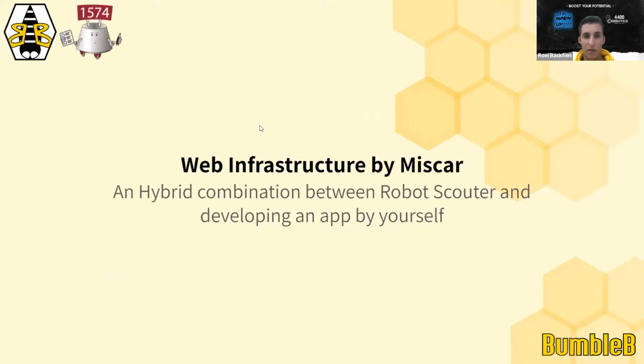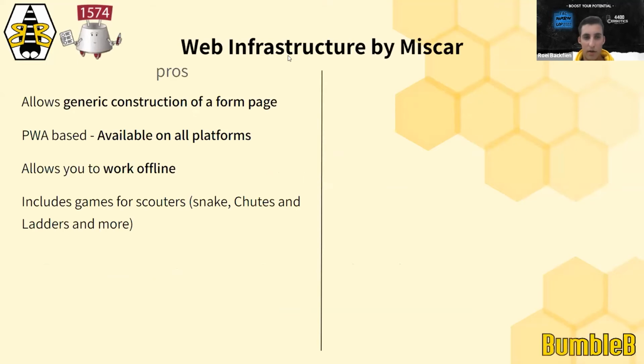The next tool I'm going to talk about is a web infrastructure by Miska, which is a hybrid combination between Robot Scouter and developing an app by yourself. So the pros of this solution is it allows generic construction of a form page. So you can use it each year and create a form based on the year you need it for. Also, it's PWA based, which means it's available on all platforms, so Android, iOS. So it's very versatile and it's very convenient for your scouters.